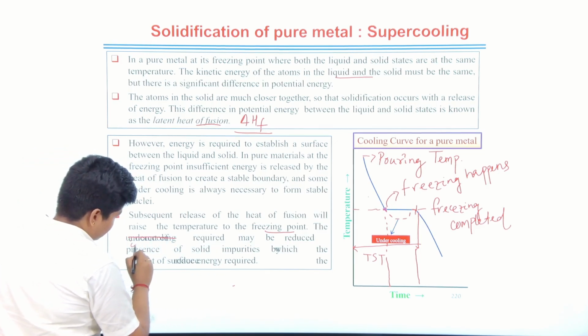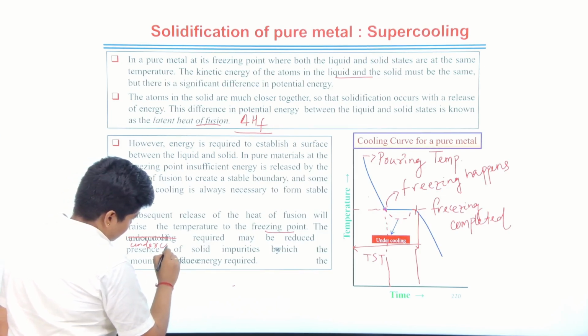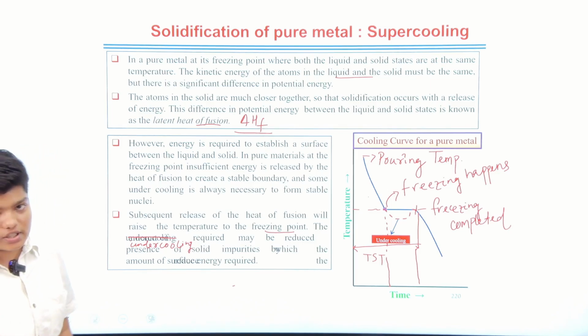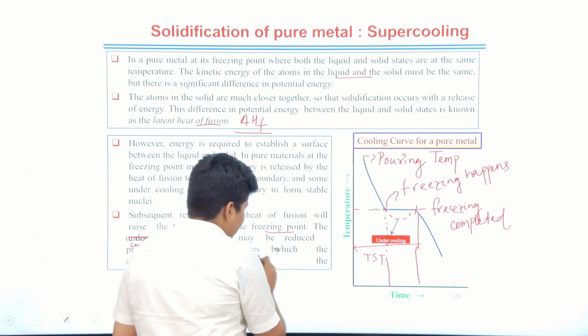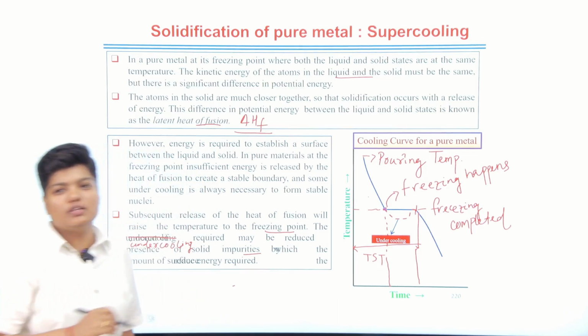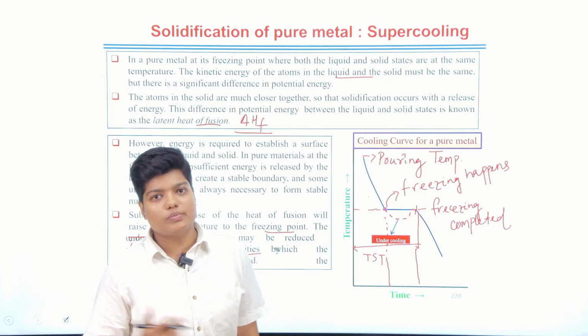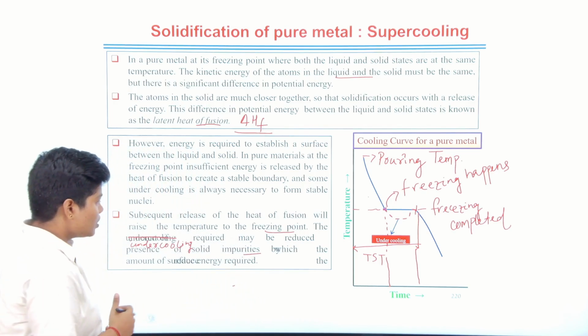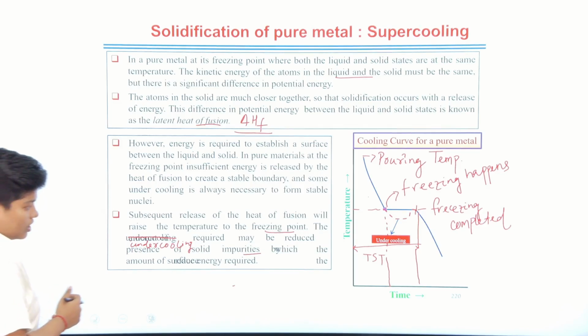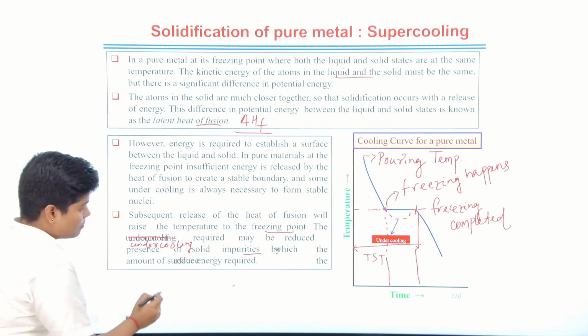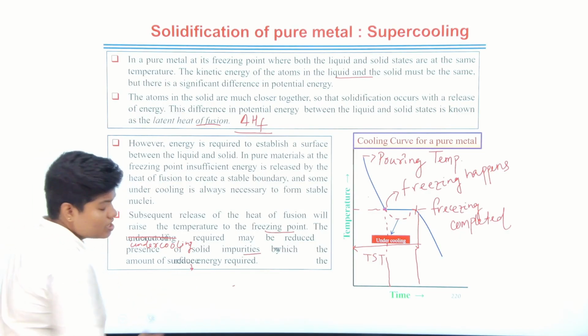Okay, this is undercooling. The undercooling required may be reduced by the presence of solid impurity. This can be enhanced by the presence of some solid. Remember, there is always some grain boundary, always some impurity in the liquid. So that enhances our solidification process, by which the amount of surface energy is required.